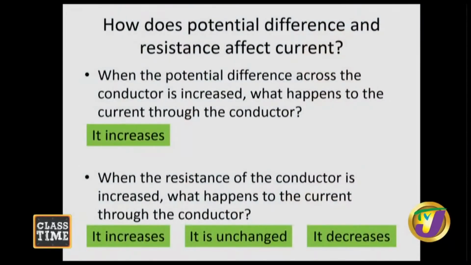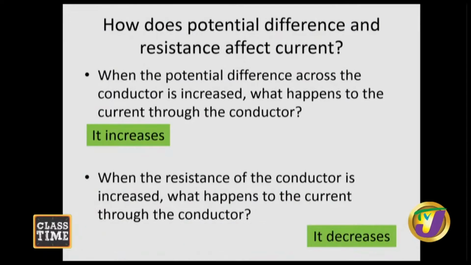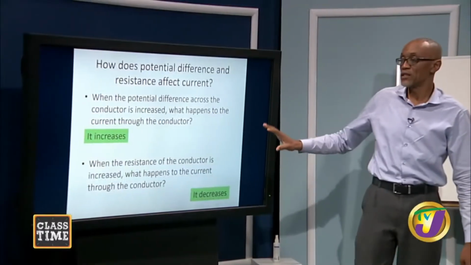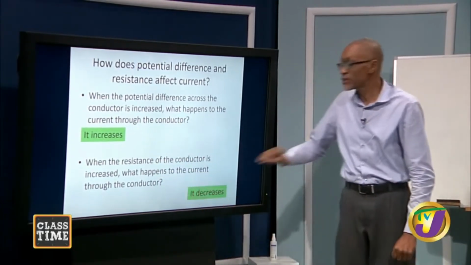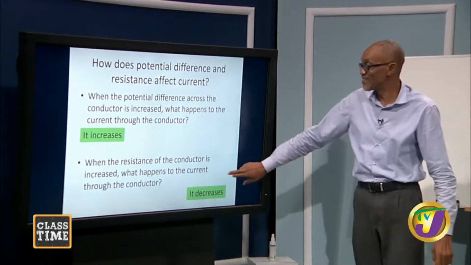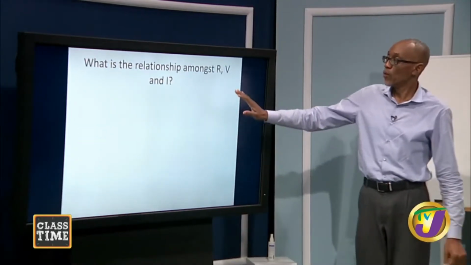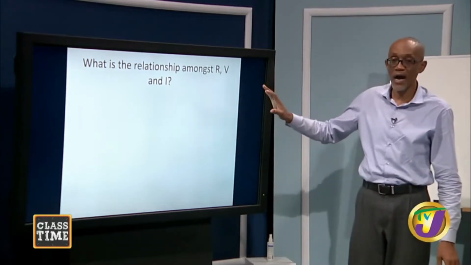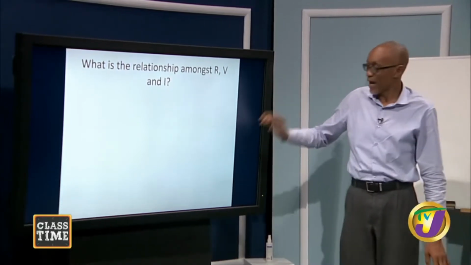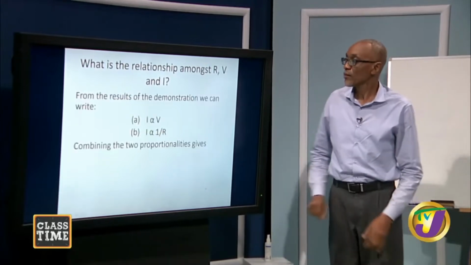All right, so let's see what it says. When the resistance of the conductor is increased, what happens to the current through the conductor? We said it decreases. So we have a relationship: potential difference is increased, current is increased. Resistance is increased, current is decreased. So what we're going to do is establish a relationship amongst R, V, and I.